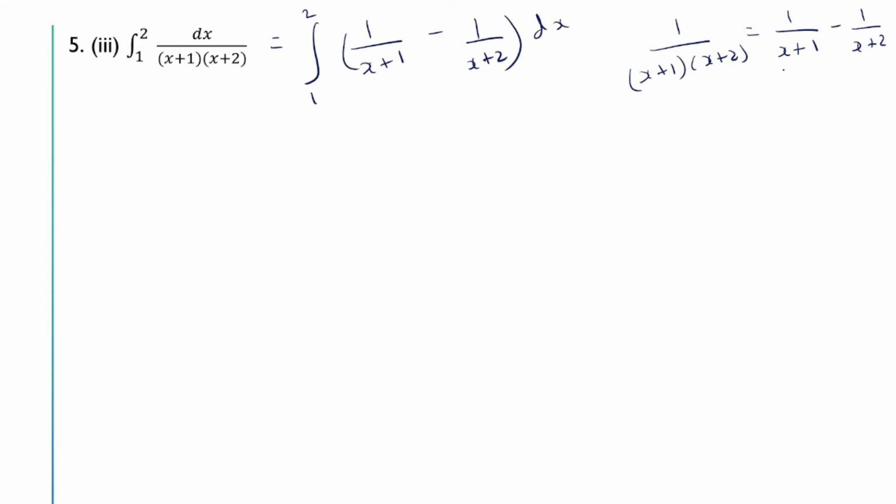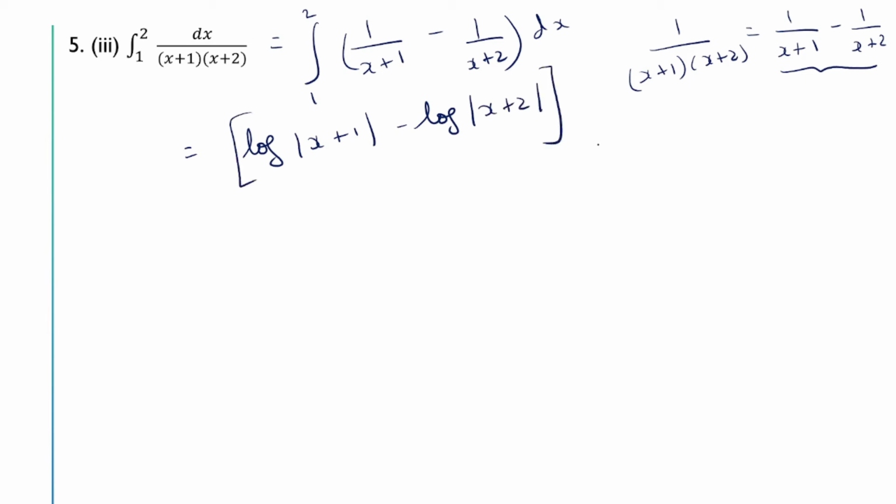Here if we take LCM as (x plus 1) into (x plus 2), and if we simplify we will get 1 by (x plus 1) into (x plus 2). Here we can see that it is x plus 2 minus x minus 1, which is 1 by (x plus 1) into (x plus 2). So this is equal to, here integral 1 to 2 of 1 by (x plus 1) minus 1 by (x plus 2) is nothing but log mod (x plus 1) minus log mod (x plus 2) with the limits 1 to 2.